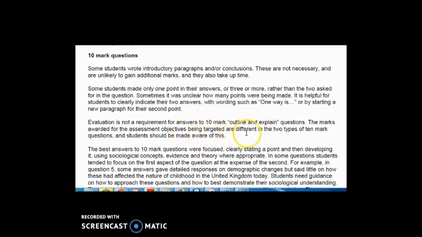And you should be aware that the evaluation and analysis, or the AO3, which is required on a 10 mark with an item, is different from a 10 mark outline and explain. The one with the outline and explain, you get awarded for analysis. If there is an item, you can analyse and evaluate, and you really should be aware of this.